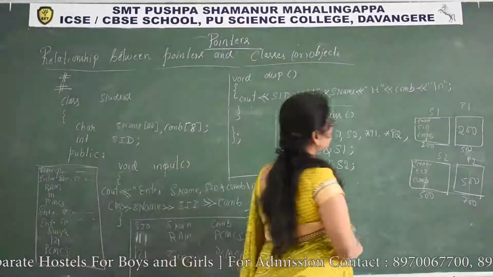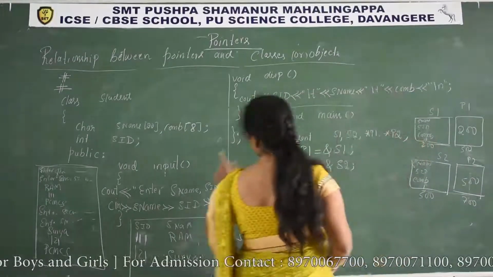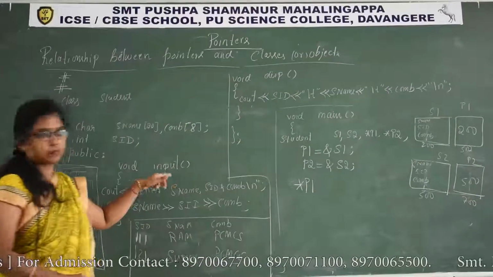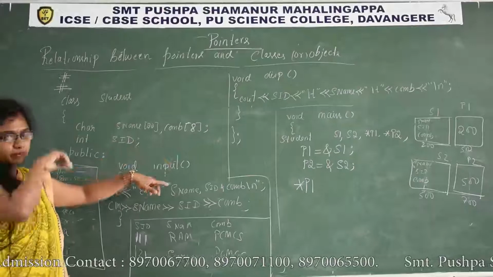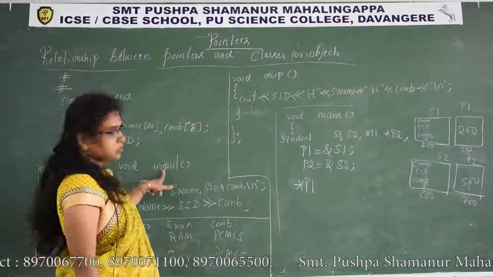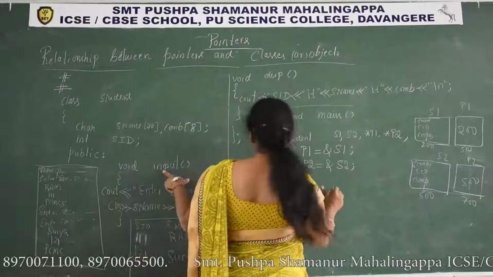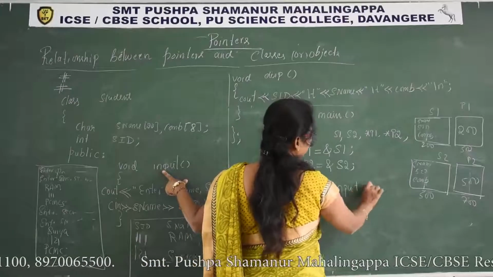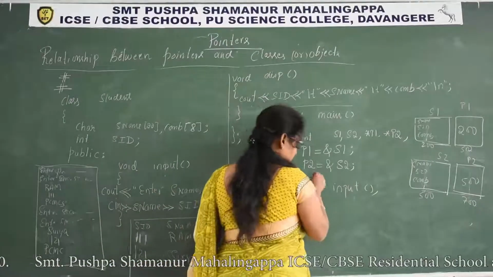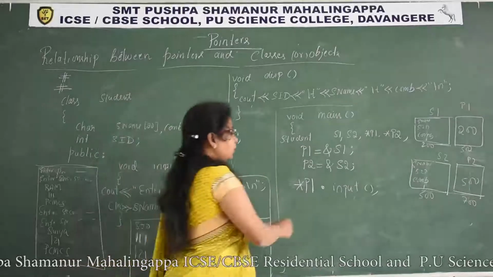Now I have to access the members. In order to read these members, we have a function called the input function. How did we access this function previously in the main function? We used S1 dot input. So instead of S1, I have written star P1, then dot input, open close, semicolon. Isn't it? So instead of S1, I have written star P1 and the dot operator. This is a way to access a member.